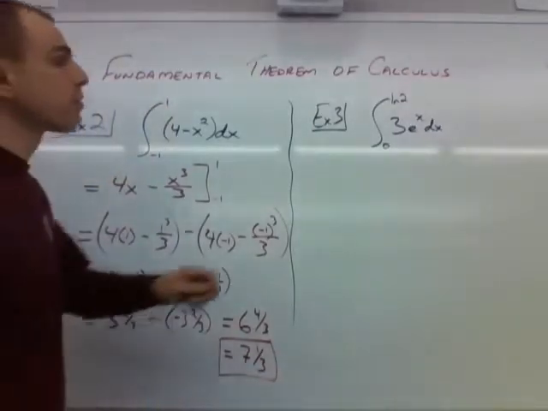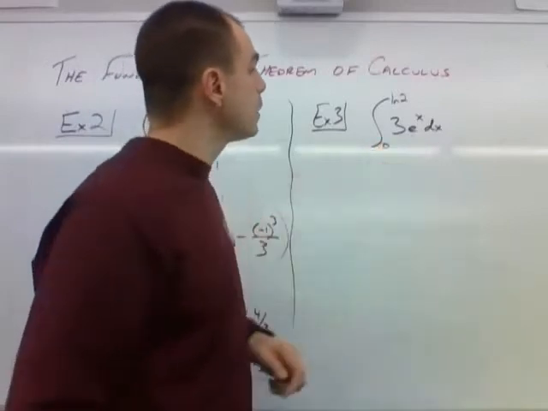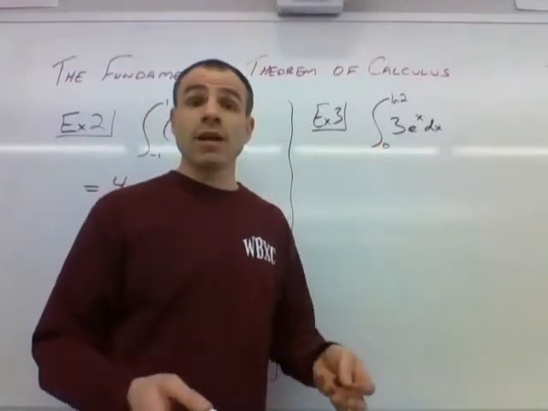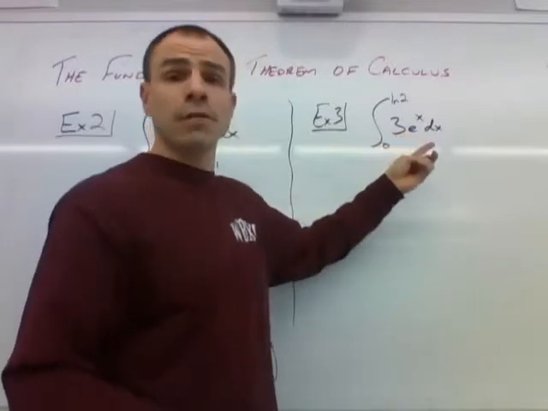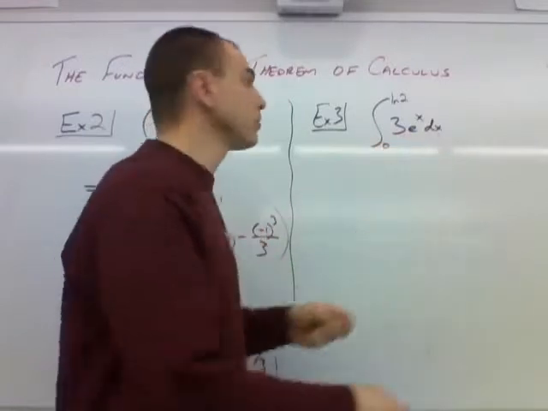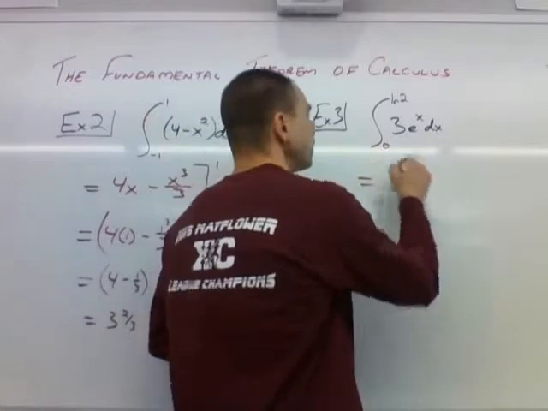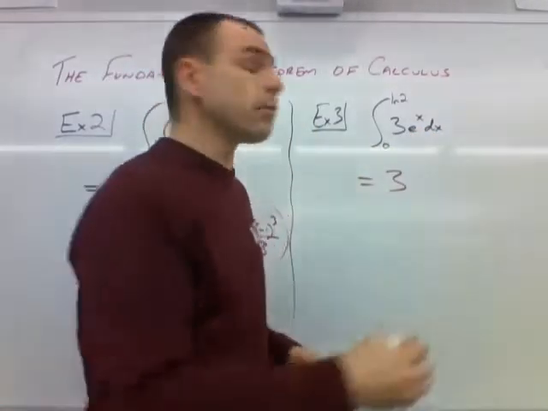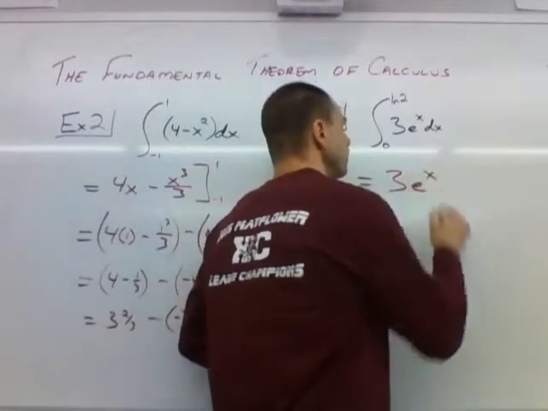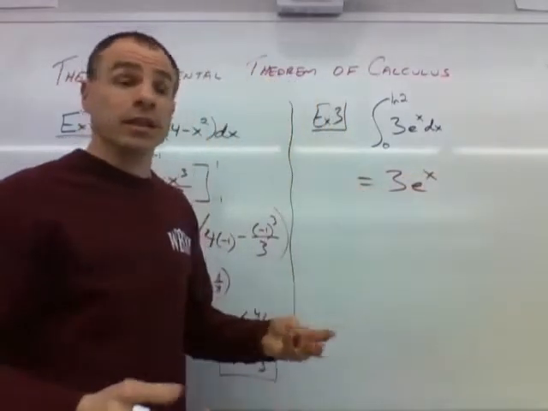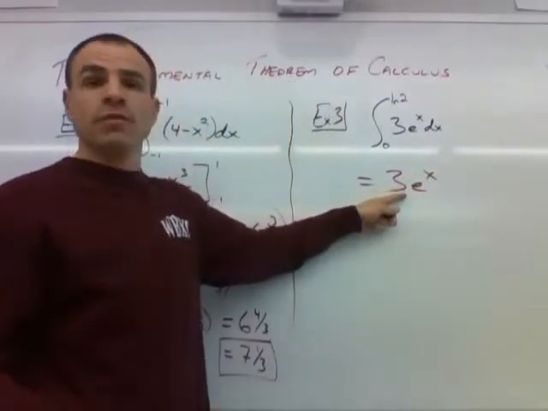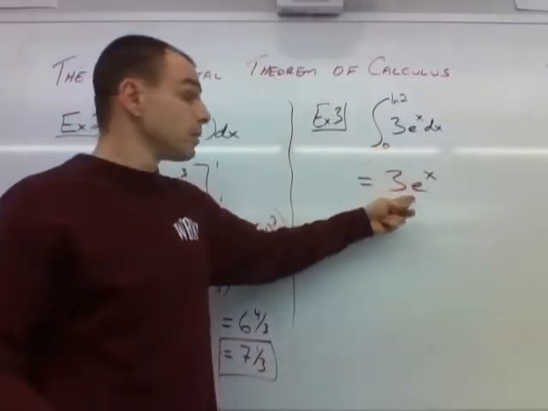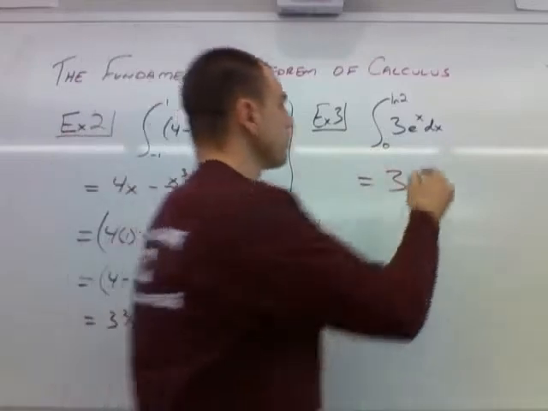For problem number 3, we have 3 times e to the x as our integrand. We have to antiderive that. Well, 3 is a coefficient, so that's going to move right into our antiderivative. And e to the x antiderives to itself. So we have 3e to the x. And again, we can always check this by taking the derivative. What's the derivative of 3e to the x? Yeah, it's 3e to the x. So this is fine. We've done our antiderivative.